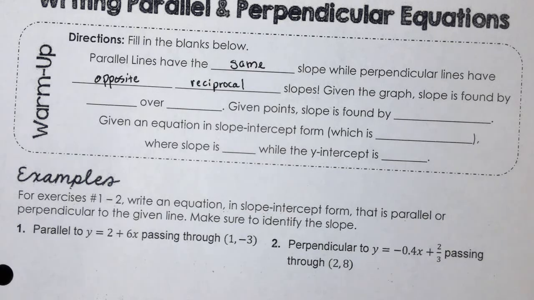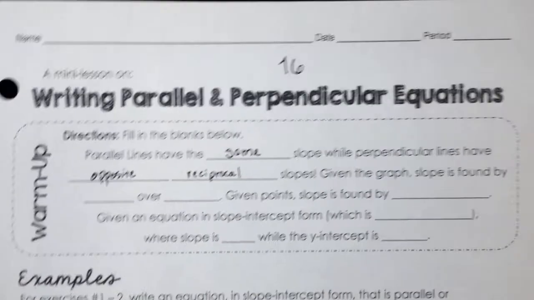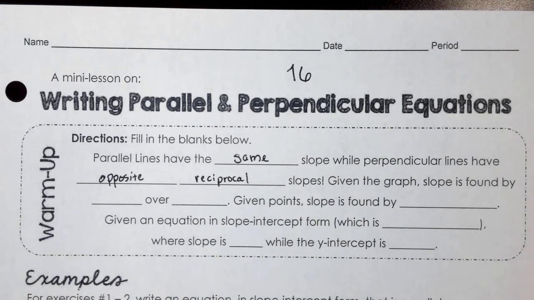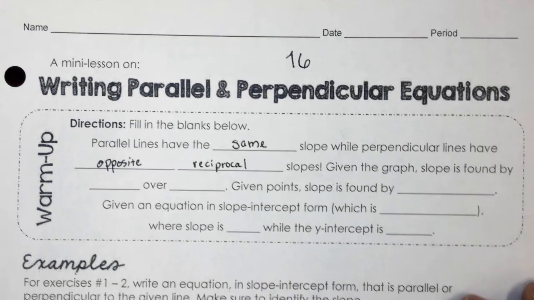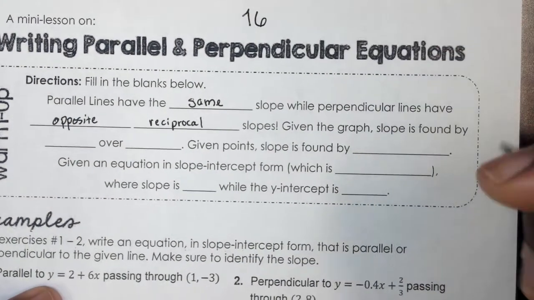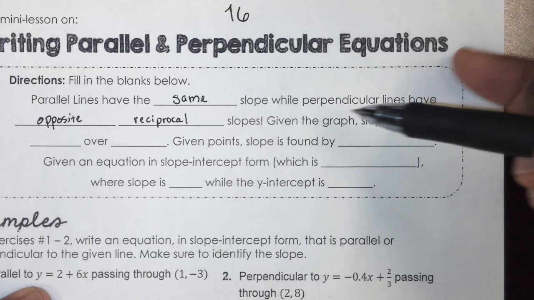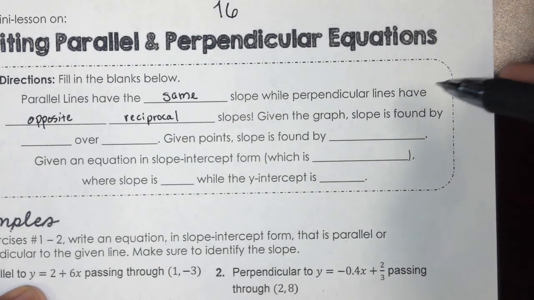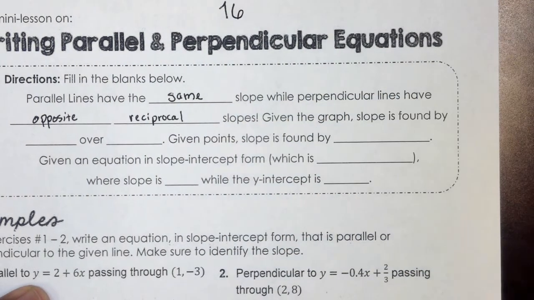Alright. So, quick recap. This is a mini lesson on writing parallel and perpendicular line equations. Like I said, this is kind of an extension of what we did yesterday with the slopes of parallel and perpendicular lines. So a lot of stuff is going to feel familiar already to you. In this warm-up section up here, we started by saying parallel lines have the same slope, while perpendicular lines have opposite reciprocal slopes.